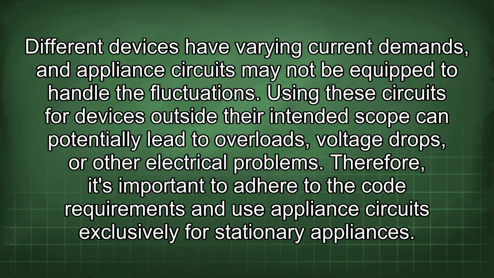Different devices have varying current demands, and appliance circuits may not be equipped to handle the fluctuations. Using these circuits for devices outside their intended scope can potentially lead to overloads, voltage drops, or other electrical problems. Therefore, it's important to adhere to the code requirements and use appliance circuits exclusively for stationary appliances.